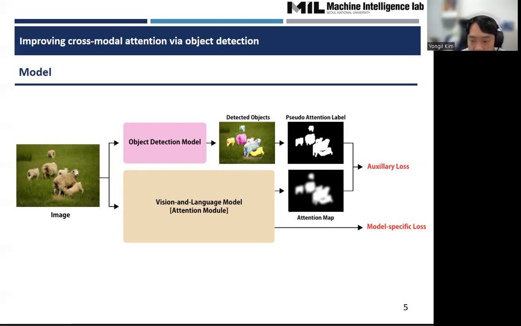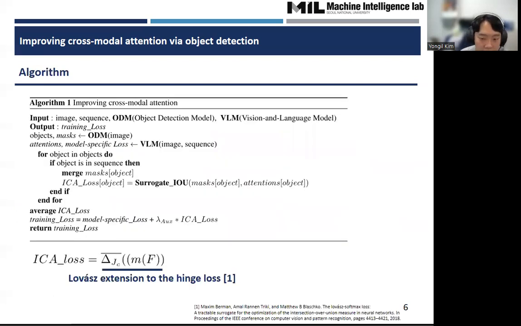As shown in this figure, the object mask obtained by passing the input image through the object detection model was used as a pseudo label, and an auxiliary loss was configured such that the attention map output by the cross-modal attention model of the vision language model was similar to the pseudo label. This algorithm provides our novel training scheme for improving cross-modal attention.